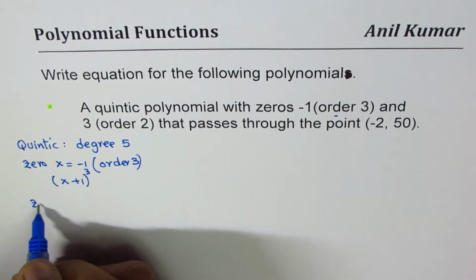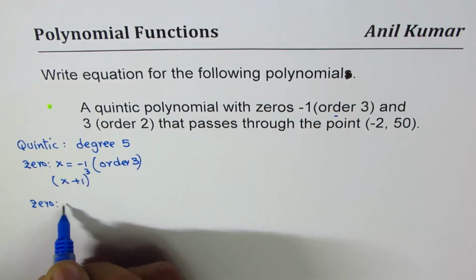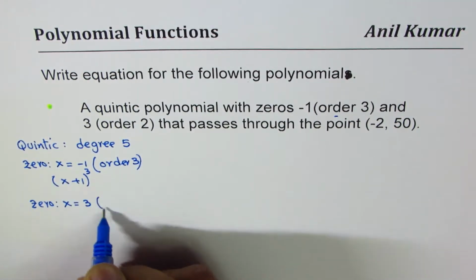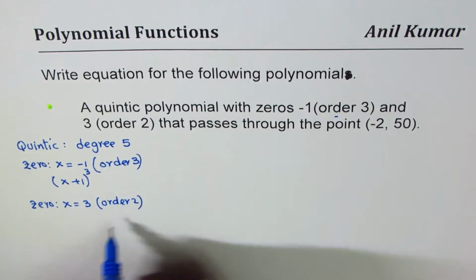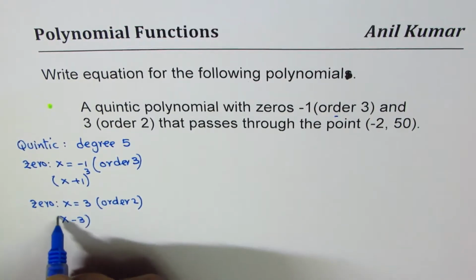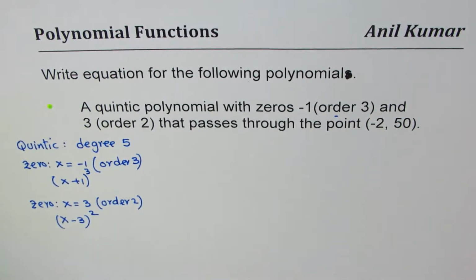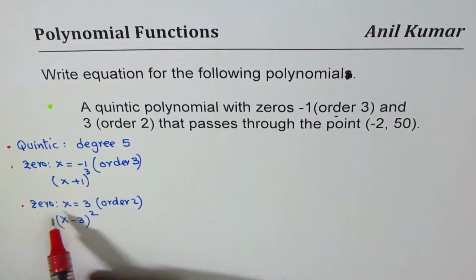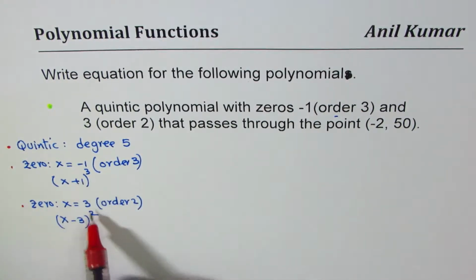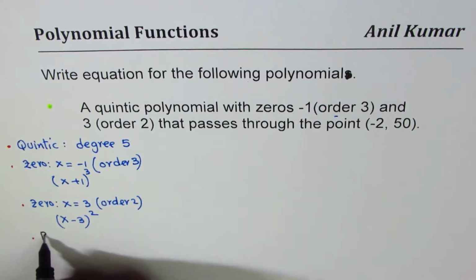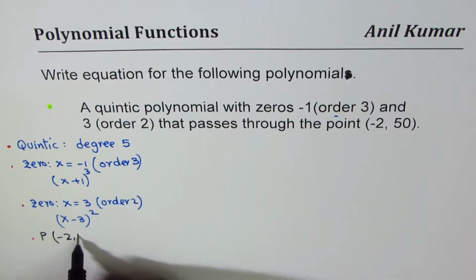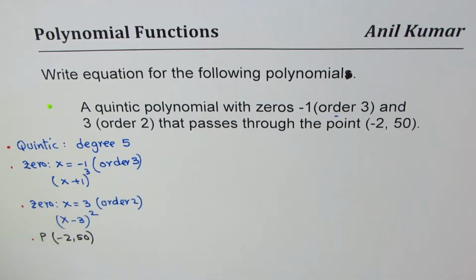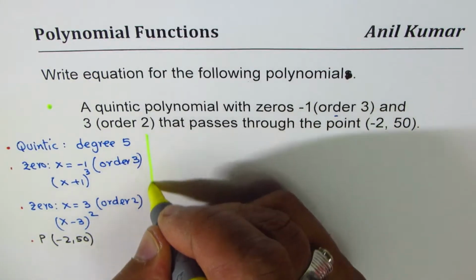The second one, we are again given a zero, which is at x equals 3, and the order is 2. That means (x - 3) whole squared is your factor. So this information can be translated as degree 5, 2 zeros, one of order 3, the other of order 2. When you multiply, you get degree 5. And we are also given a point, we'll call this point P, as (-2, 50). So that's the information given to us.